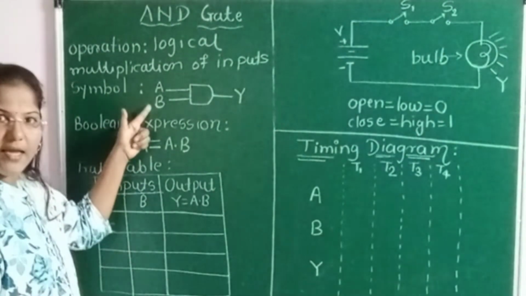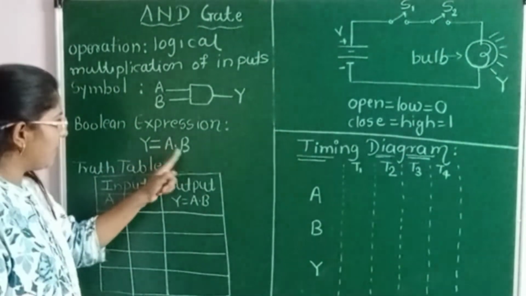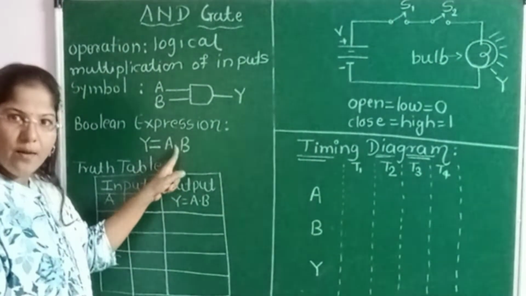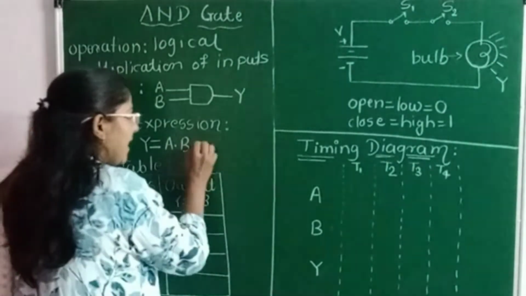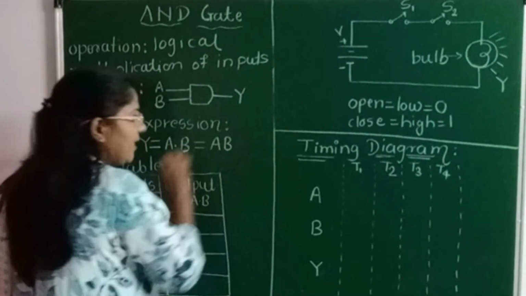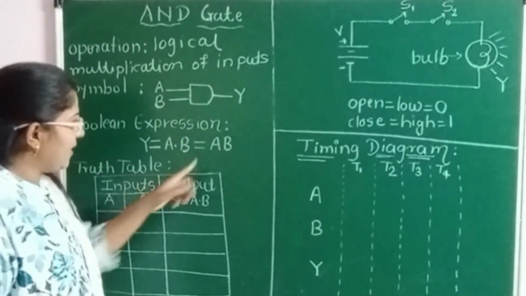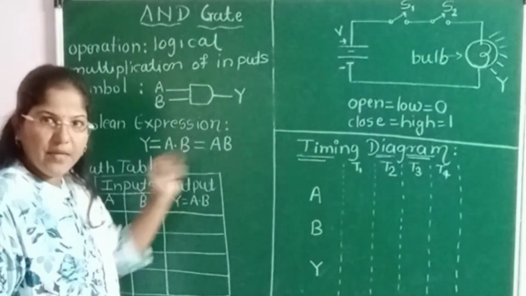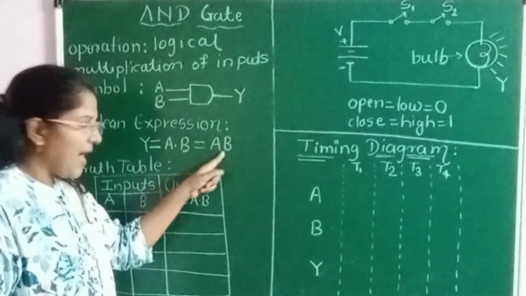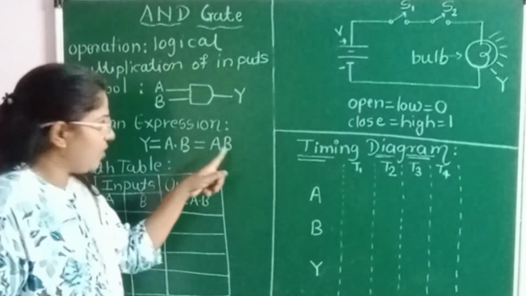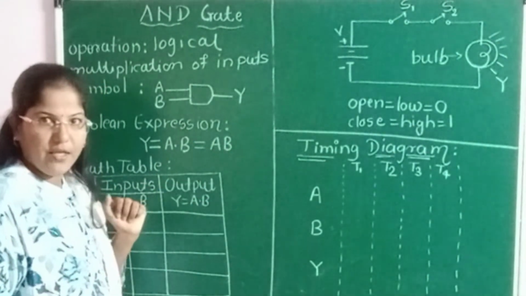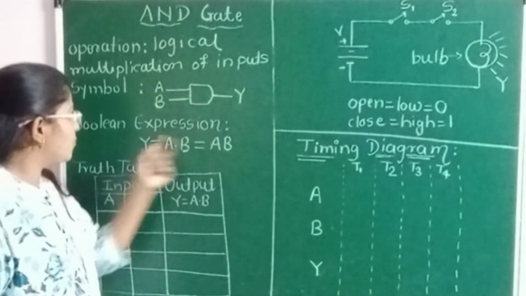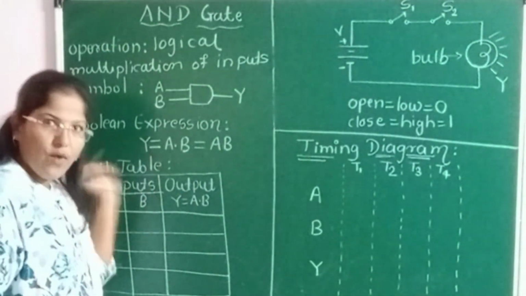Which inputs are present here? Two inputs, A and B. So it will take the multiplication of A and B, and this dot represents the multiplication. Or we can write it directly as only AB also. Any symbol is not present in between the A and B, so it represents by default the multiplication of A and B. So this is the Boolean expression of the AND gate which we can use to find out the output Y.